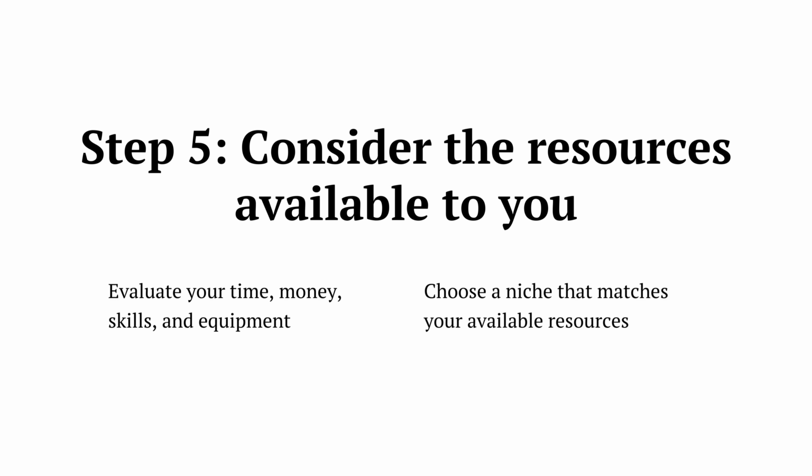The fifth step is to consider the resources available to you. So the fifth step is basically to consider the resources that you have available to create and maintain your blog. This includes your time, your money, your skills, your equipment, etc. So if you have limited resources, maybe choose a blog that requires very little research or specialized equipment.